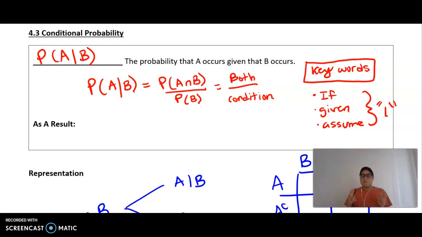Alrighty, now the next type of probability rule or type of probability is called conditional probability. And it's denoted as the following. It says the probability of A given B. And this is the probability that event A occurs given that B has already occurred.